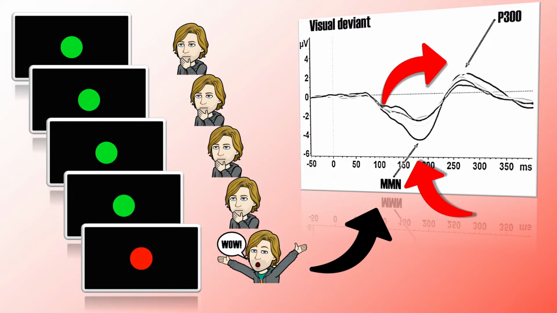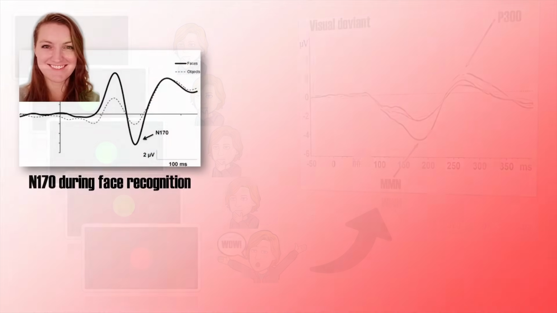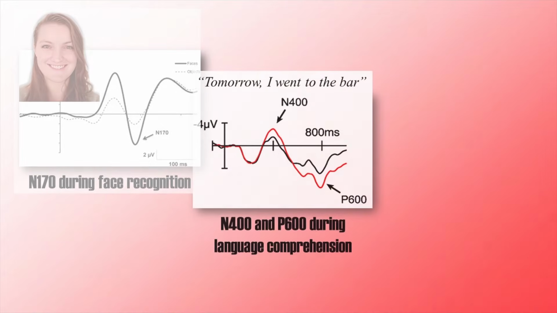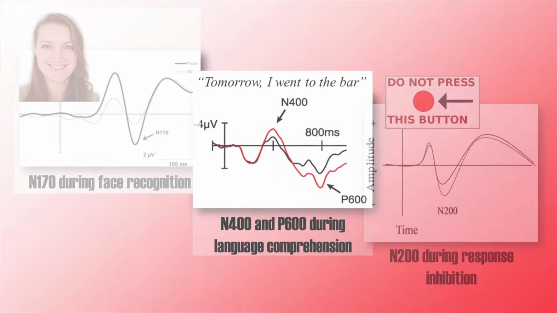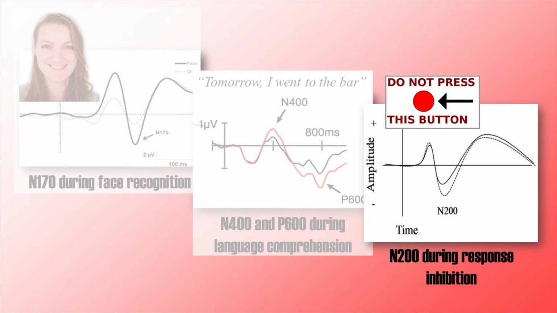But ERPs can be observed in a large variety of situations. For example, when seeing a face, a so-called N170 component can be observed. When listening to a faulty sentence, the so-called N400 and P600 components can be observed, which encode the semantics and syntax of language. And when you have to suppress a certain response, for example, not push a button, the so-called N200 component can be observed. And these are just a few of many more examples.